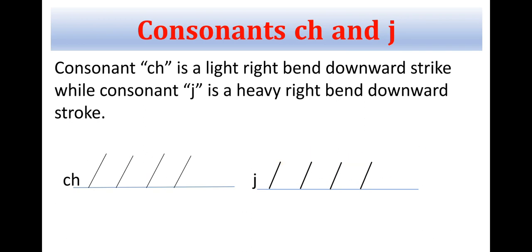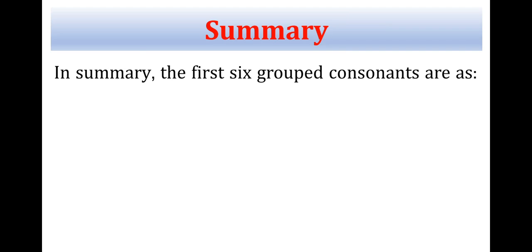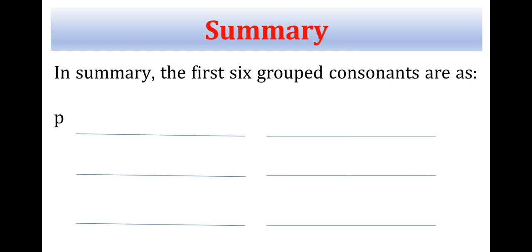So that is it about the consonants. We have the Ch, which is a light stroke, and the J, which is a heavy stroke. That's all about the first six consonants in summary. The first group of six consonants includes consonant P, B, T, D, Ch, and J.